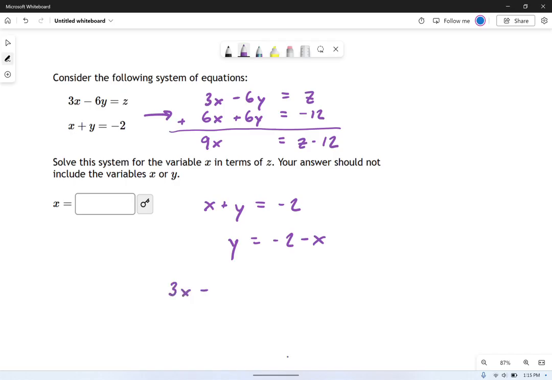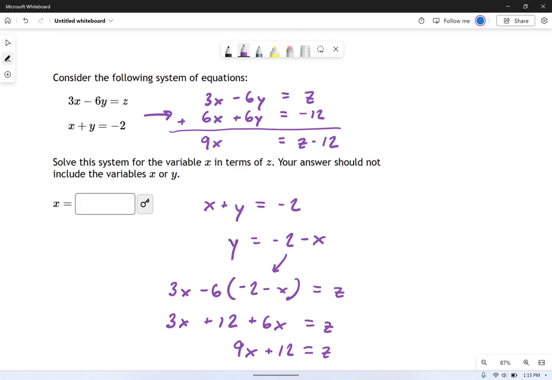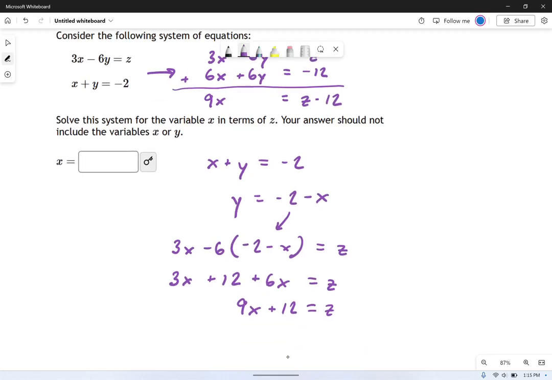The first equation was 3x minus 6y. But instead of y, I'm going to write negative 2 minus x. And then the result was z. Okay, so see, I stuck that right here. And then we just distribute the minus 6. And I get 3x plus 12 plus 6x equals z, and the result of that is 9x plus 12 equals z. The result of that, you notice this is familiar, once we do a little more algebra, equals z over 9 minus 12 over 9. Exactly the same as we got before.